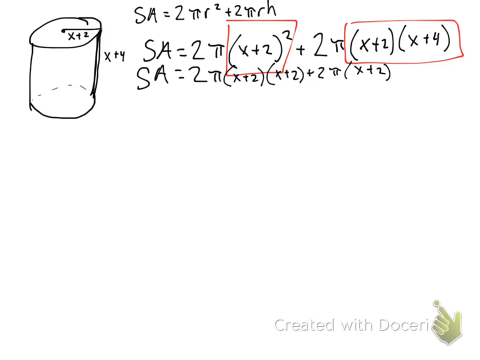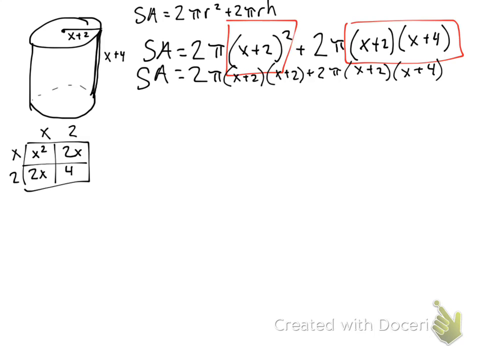So off to the side, I'm going to choose the table. If you want to do the distributive or FOIL, that's totally fine. But I'm just going to make a table over here with x plus 2 and x plus 2. So this gives me x squared, 2x, 2x, and 4. So x squared plus 2x plus 2x plus 4. Well, that's x squared plus 4x plus 4. Okay, so that's the answer to that. So I'm going to plug that in. So this is 2 pi, and instead of writing x plus 2 times x plus 2, I'm going to put x squared plus 4x plus 4.